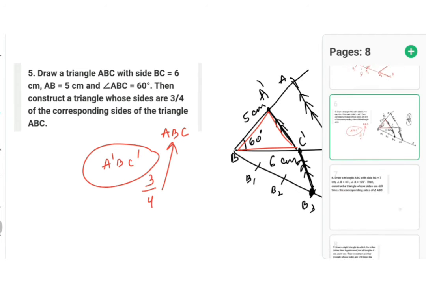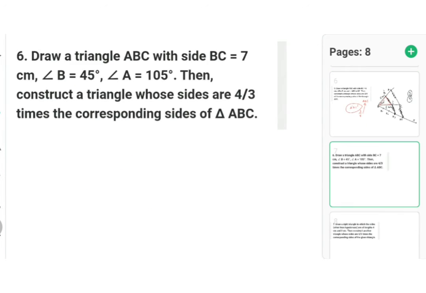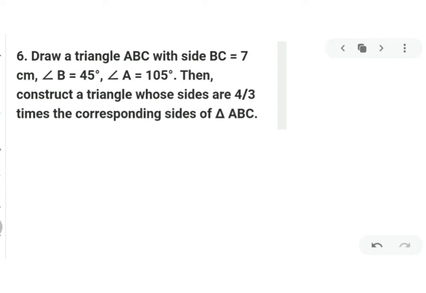Let's take the next one. We have problem number 6, which says draw triangle ABC with BC as 7, angle B as 45, angle A as 105. Then construct a triangle whose sides are 4/3 times the corresponding sides. Okay, let's start. Two angles are given to you. Angle B is given as 45. Angle A is given as 105.